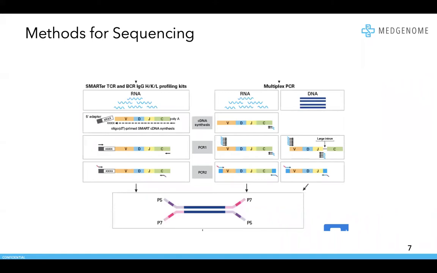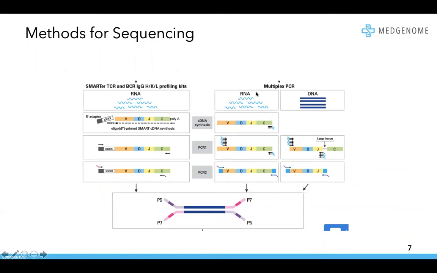Next, I'm just going to talk about the various ways that can be used to sequence these regions. On this diagram on the left, I have the SMARTer TCR and BCR kits. These are the Takara kits that we use in our lab. I'm going to discuss those in depth on the next slide. So for now, you can ignore this. It's here to just show the similarities between the multiplex PCR methods and to contrast which segments end up in the final libraries.